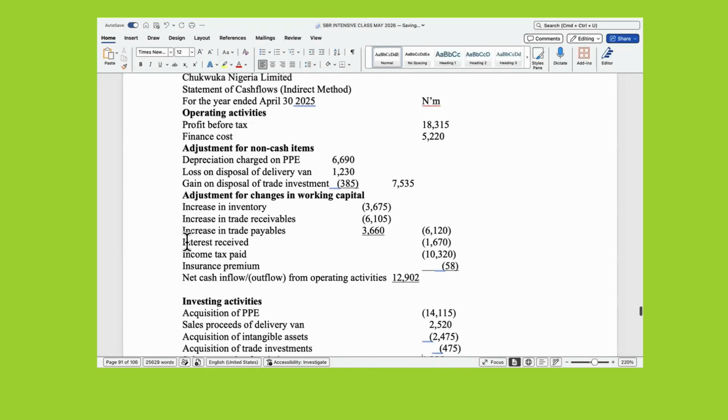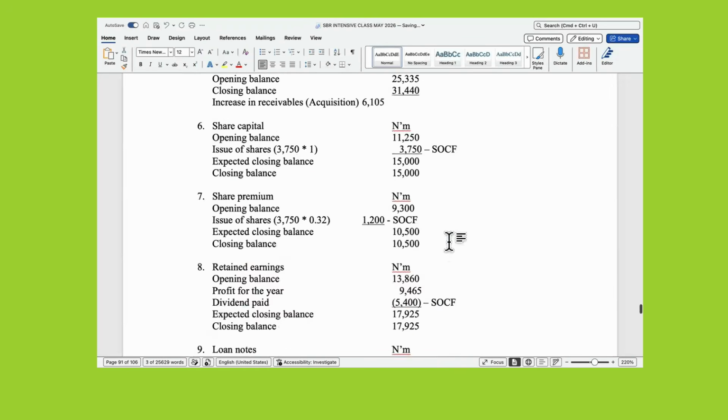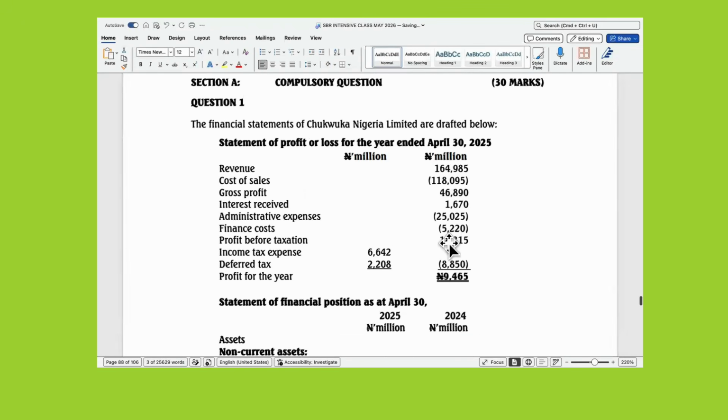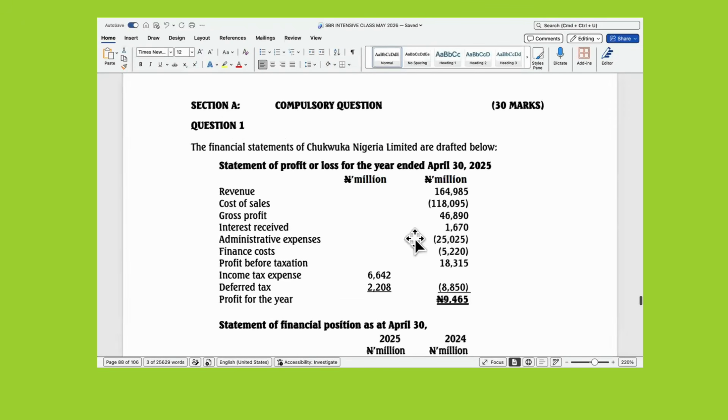And that's all I'm doing for this interest received. So I've dealt with that. I've reclassified it away from operations to investing. The next item here is cost of sales.